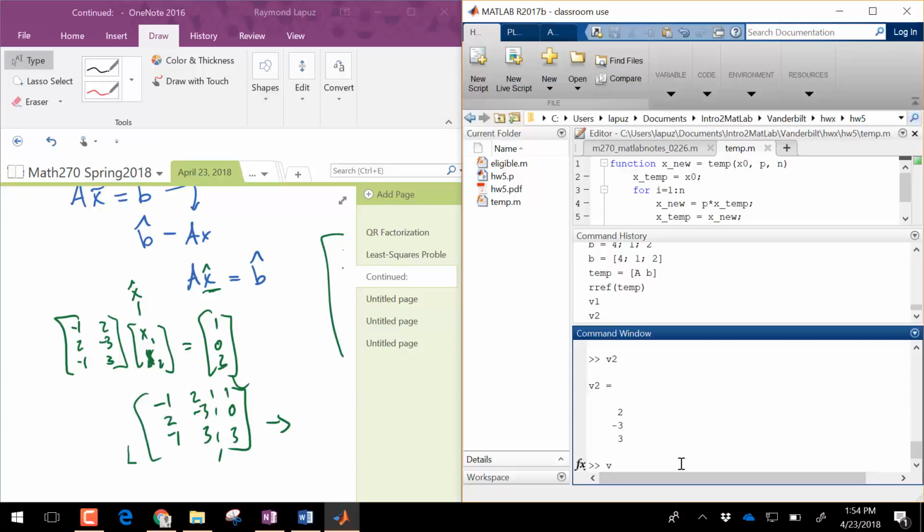So V1, let's just call it A, I think. And then, how am I going to put this? Say B hat. B hat is equal to 1, 1, 0, 3. And so RREF of the vector. Yeah, I didn't do temp anymore. B hat.